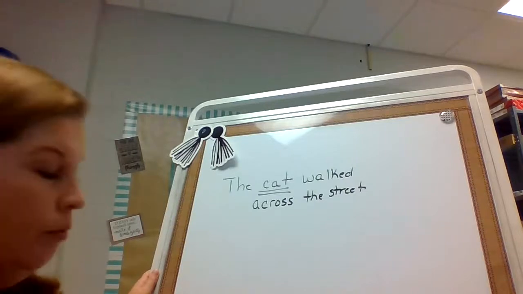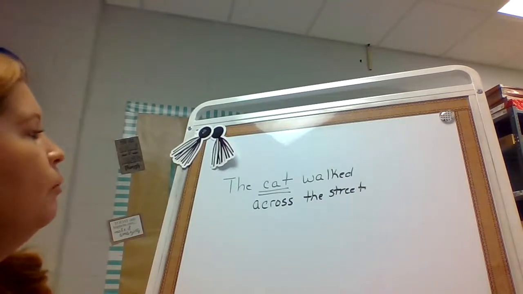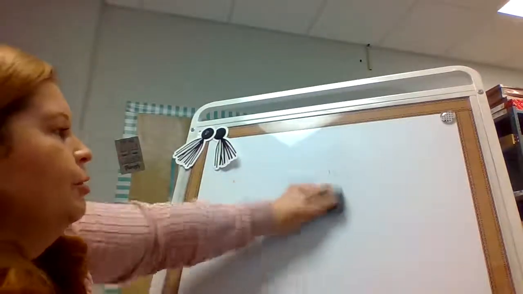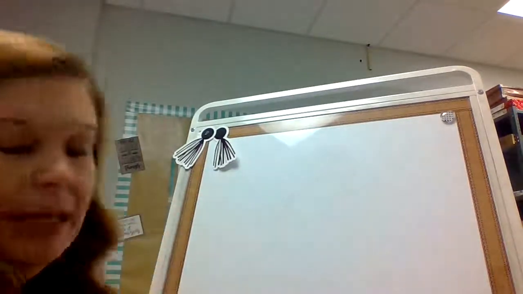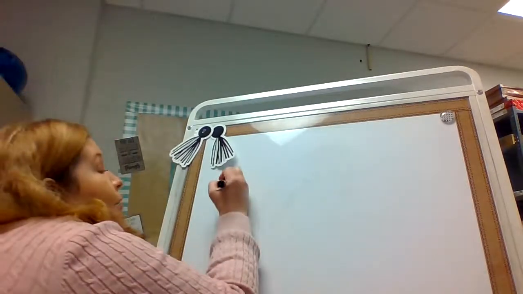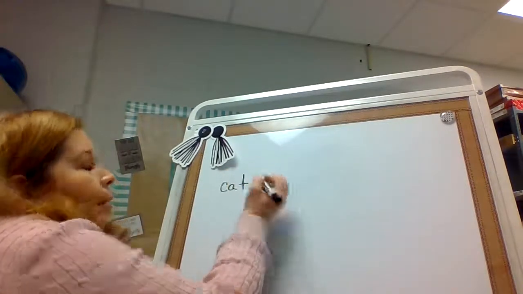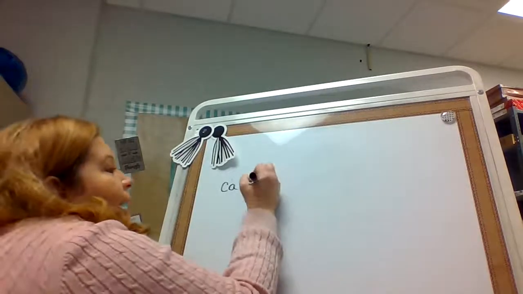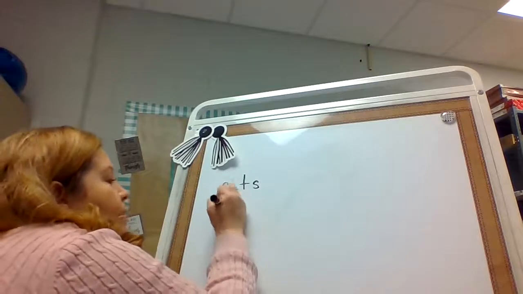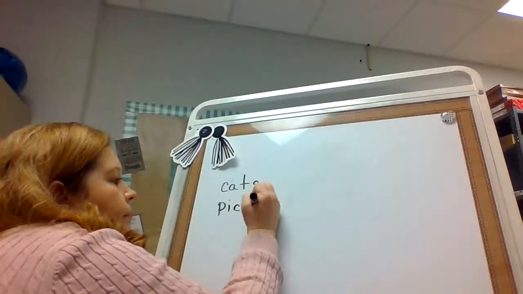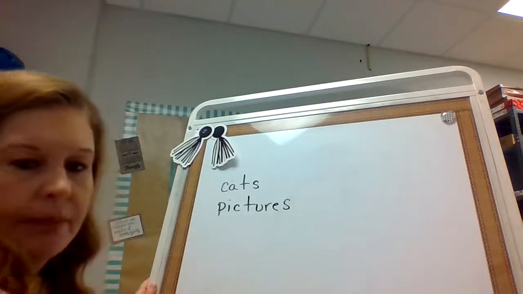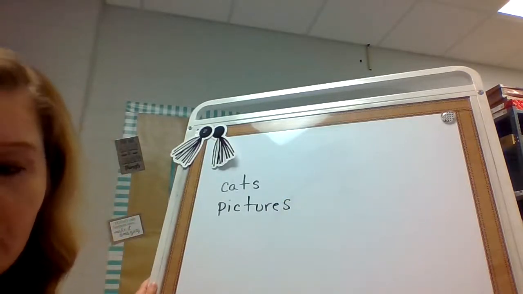Okay. So what happens when we make them plural, meaning more than one? Well, that happens several different ways when we're talking about nouns. And it depends on how they end. Okay. Most nouns, like if we have the word cat and I want to make it plural, I can just add an S to make it cats. If I have the word picture, I can just add an S to make it pictures. Okay, that's with most words.